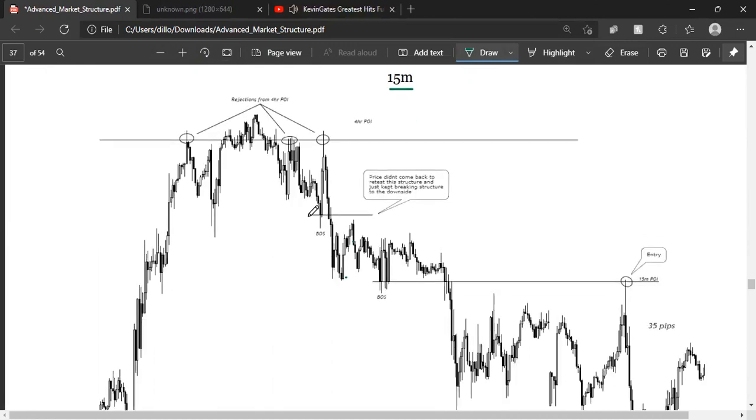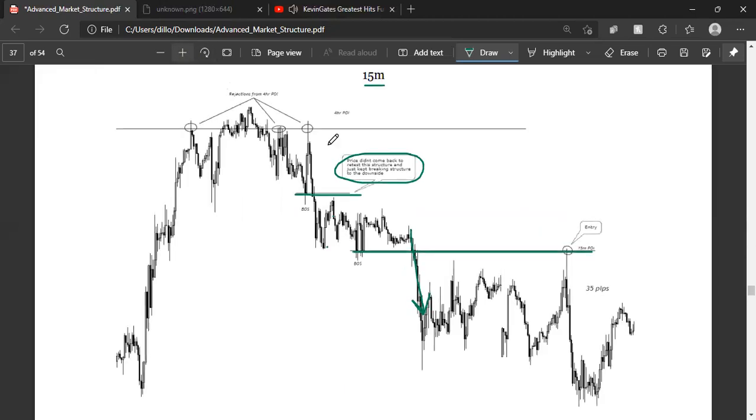We see a break of structure here. Always feel free to pause the video, and you guys can read these on your own as well. But price didn't come back to retest this structure, right? And it just kept breaking structure to the downside.